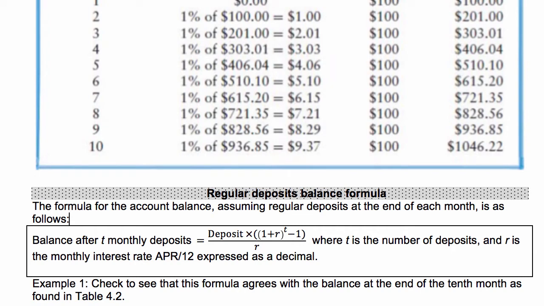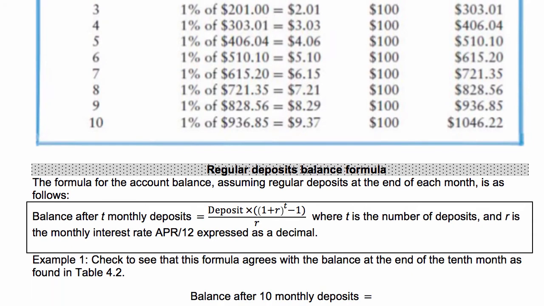This formula gives the account balance after a given month, assuming regular deposits at the end of each month are made. The formula states that the balance after T monthly deposits equals deposit times the quantity 1 plus R to the T power minus 1, divided by R. Here, T is the number of deposits, and R is the monthly interest rate, APR divided by 12, expressed as a decimal.